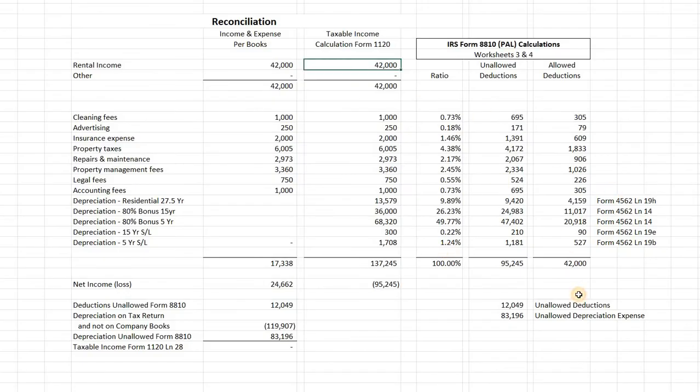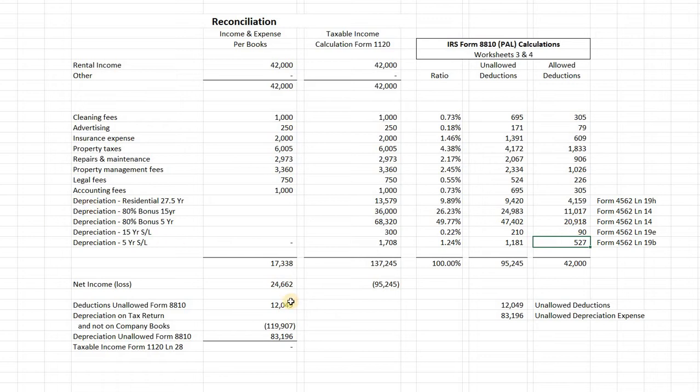If we look back at this, again we've got the total deductions, $137,245. We have the unallowed portion, $95,245. So this balance represents the amount of deductions that we can claim on the tax return. We can claim $305 of cleaning fees. We can claim $79 of advertising, and so on and so forth. Now, depreciation expense, again, the reason why I've separated all these out is because when we do the 4562, we have to reduce each line item and report the reduced or allowed portion on the 4562.